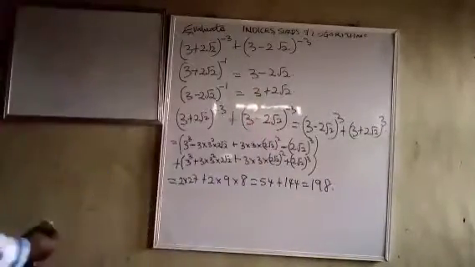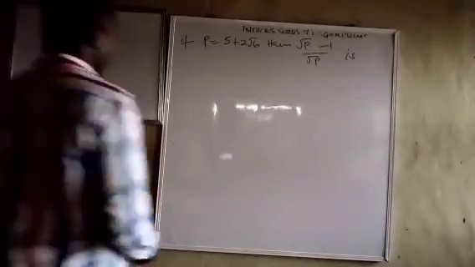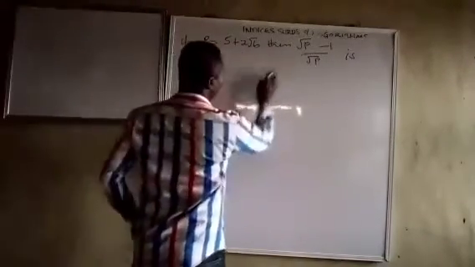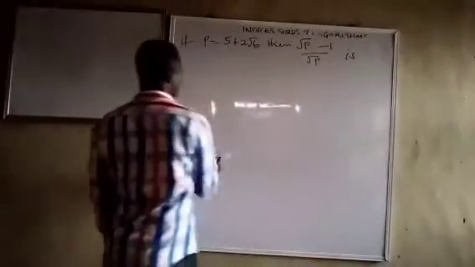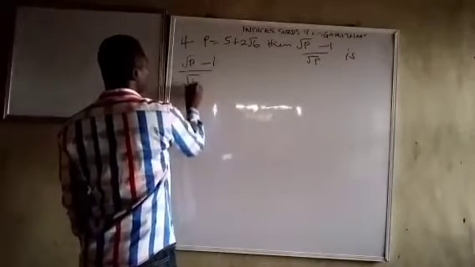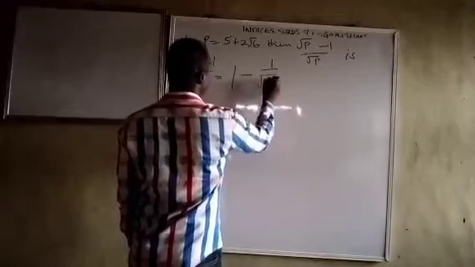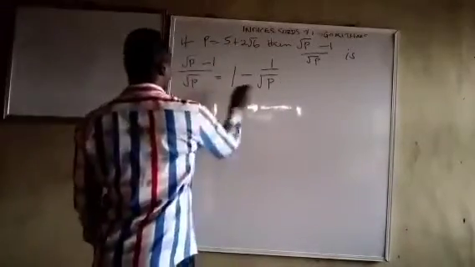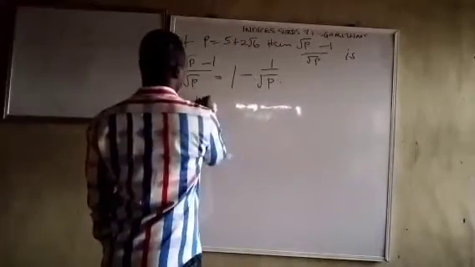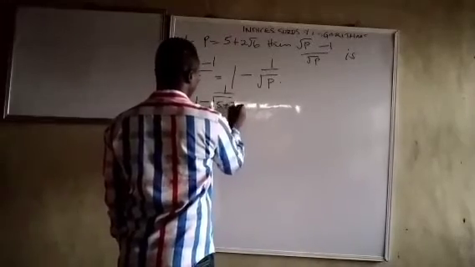So you can see, it is very straightforward once you know some secrets of this thing. Now we have this. P equals 5 plus 2 root 6, then root P minus 1 over root P is what? So that will give us root P minus 1 over root P will be equal to 1 minus 1 over root of P. And what does that give us? 1 minus 1 over root of 5 plus 2 root 6.